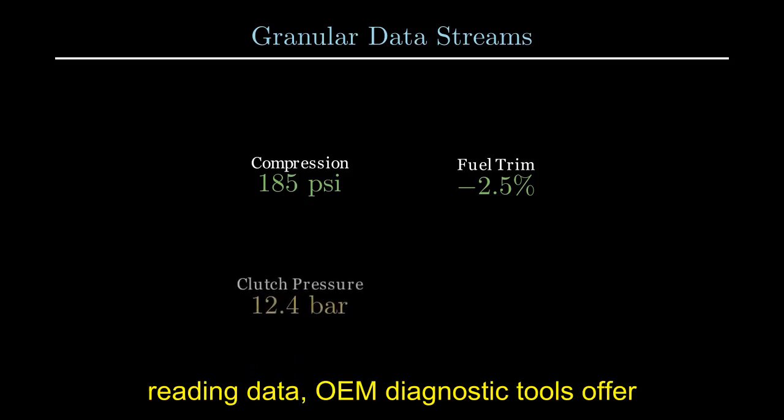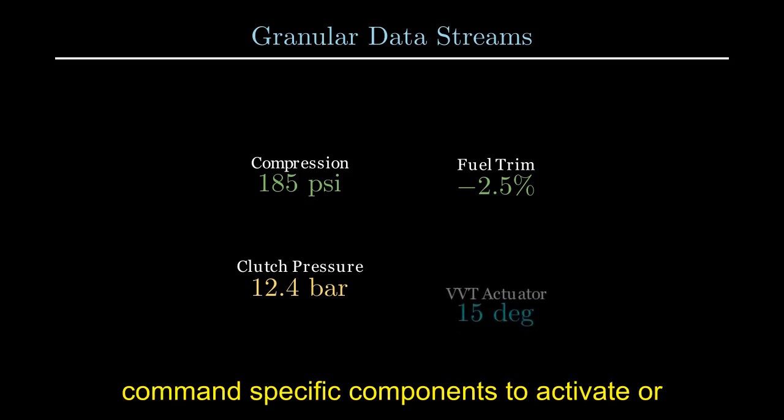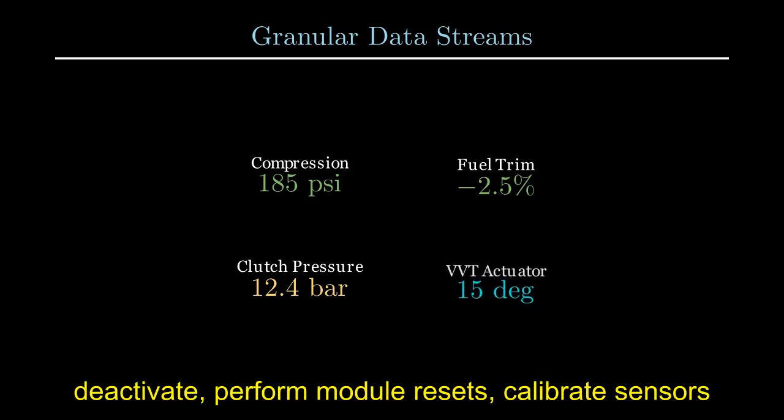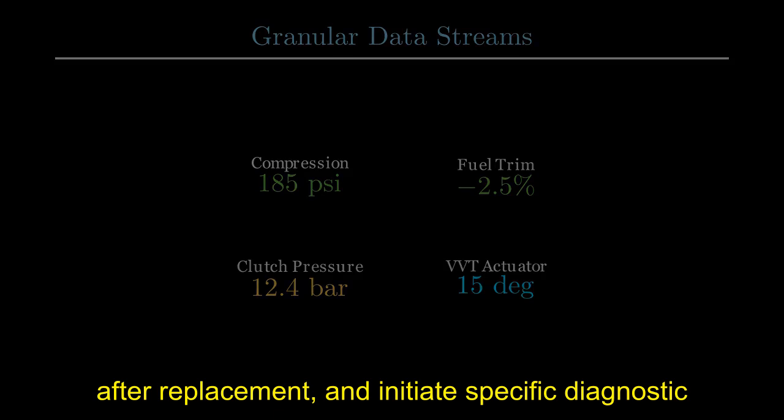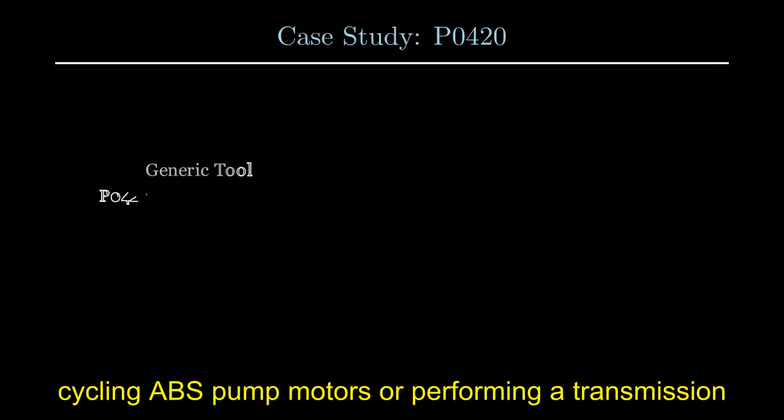Beyond simply reading data, OEM diagnostic tools offer bidirectional control. This means the tool can command specific components to activate or deactivate, perform module resets, calibrate sensors after replacement, and initiate specific diagnostic routines or system tests that are unavailable through standard OBD2 interfaces. Examples include cycling ABS pump motors or performing a transmission quick learn.